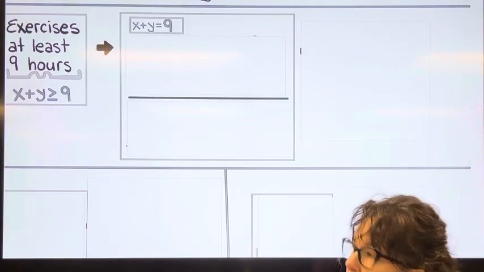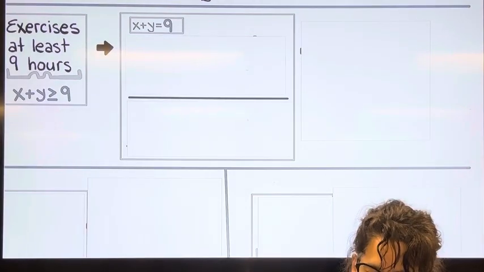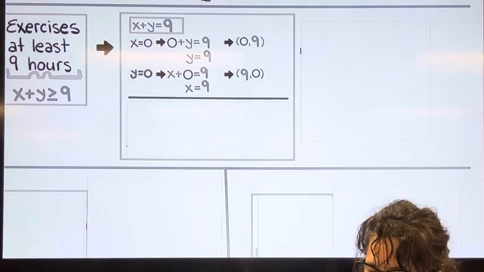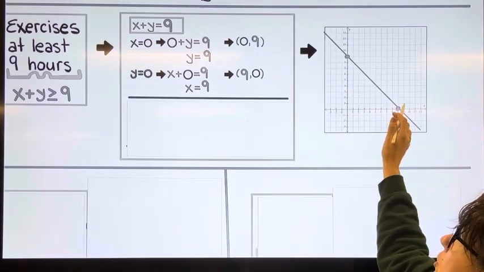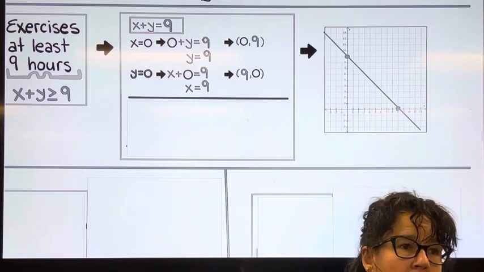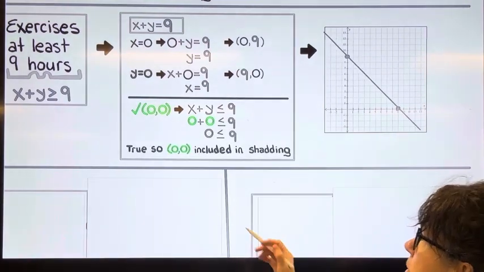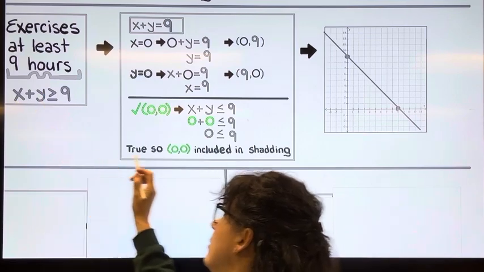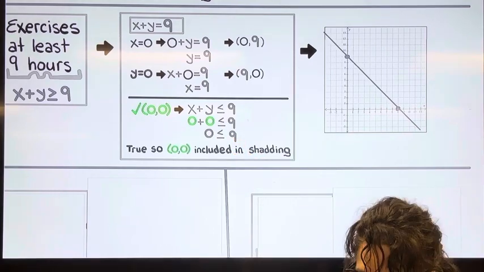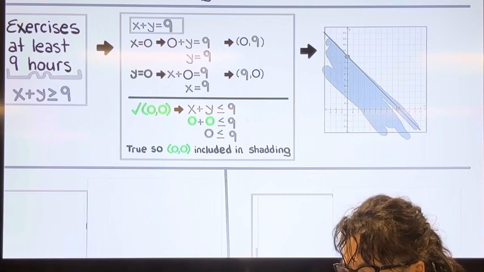Then I'm going to graph the line as if it has an equal sign. You pick a number, plug it in, get an answer, pick a number, plug it in, get an answer, and plot those 2 points: 0, 9 and 9, 0. I need to figure out where to shade, so you can test a number. I picked 0, 0. 0 plus 0 is less than or equal to 9. 0 is less than or equal to 9. So yes, that's true.